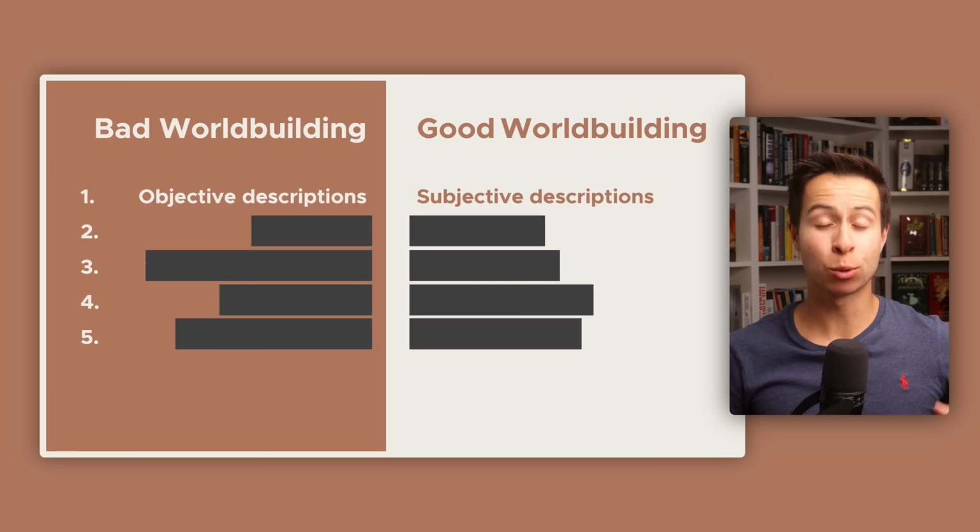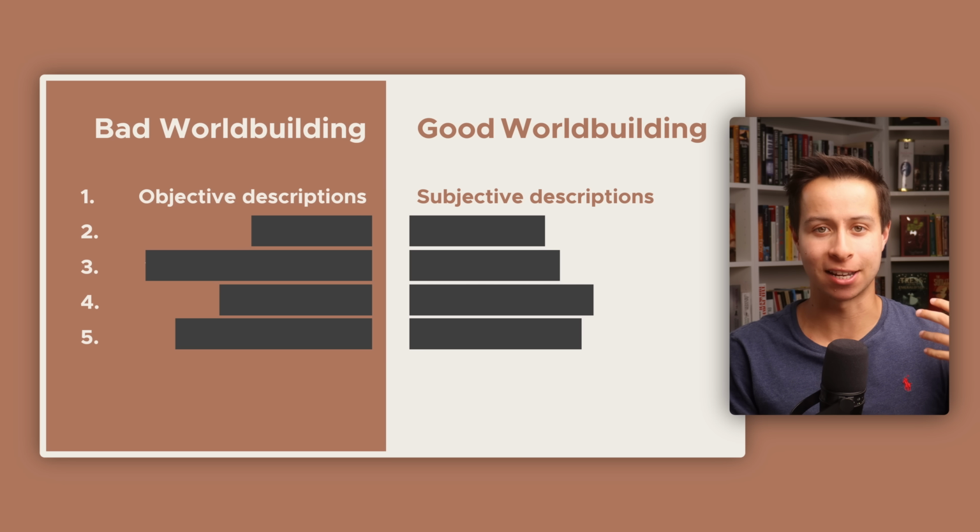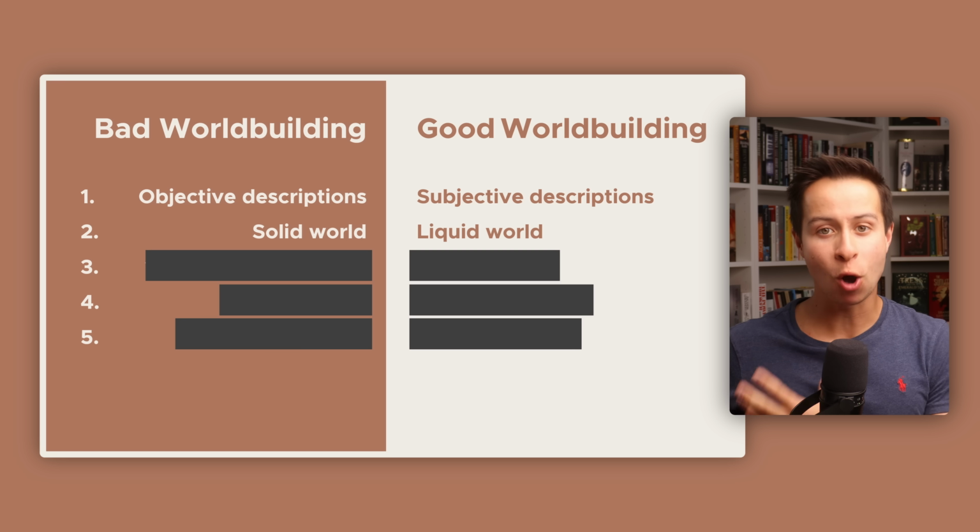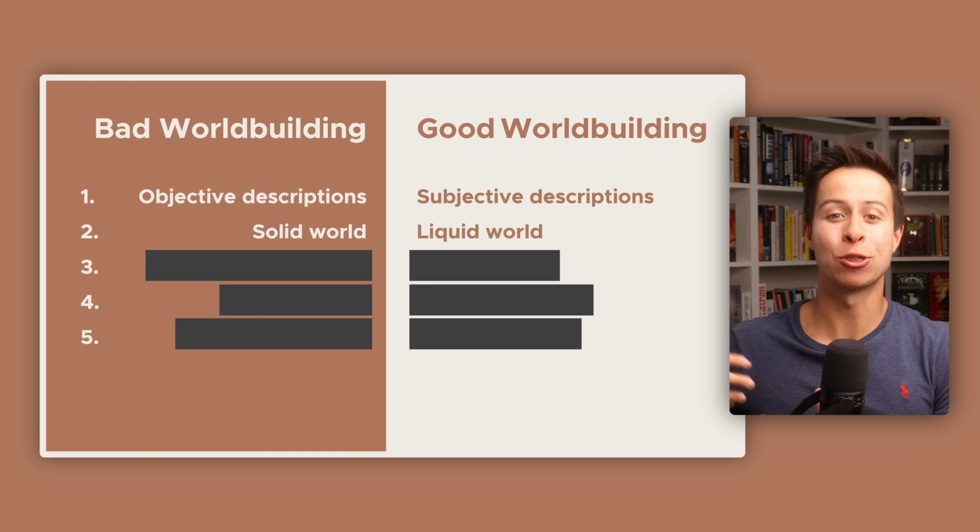The second big difference between good and bad world building is that bad world building treats the world as an unchanging solid, whereas good world building acknowledges the truth that the world is a liquid and is constantly in a state of flux and change. I'm currently playing through a campaign of Baldur's Gate 3 with a couple of my friends. If you're not familiar with the game, it's basically like Dungeons and Dragons, but you're playing it on the computer. And something that I absolutely adore about this game is how consequential our decisions are.